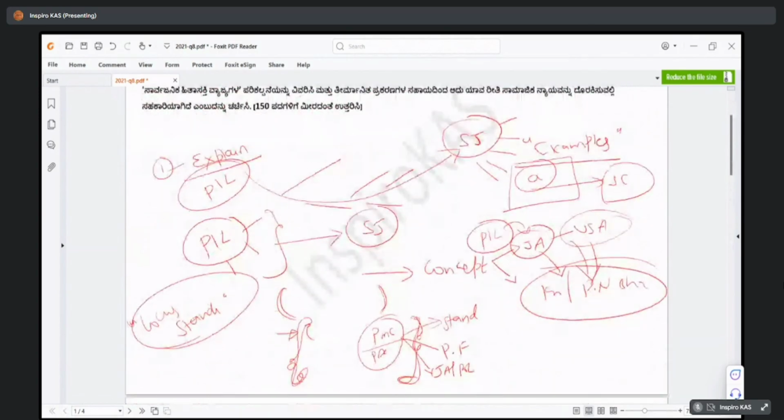So the first paragraph would be what PIL is, where it originated, and who the pioneers of it in India were, Bhagwati and Krishna Iyer.